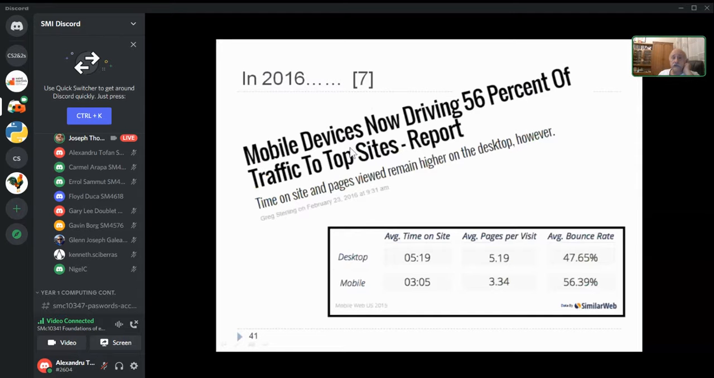And in 2016, mobile devices, here is a headline, were driving 56% of traffic. And these are some comparatives with desktop and mobile accesses. The average time on site is still longer when browsing from a desktop. The average pages visited is higher from desktop browsing. The average bounce rate, the bounce rate is when users land on a page and then immediately leave. With mobile phones, the bounce rate is much higher.